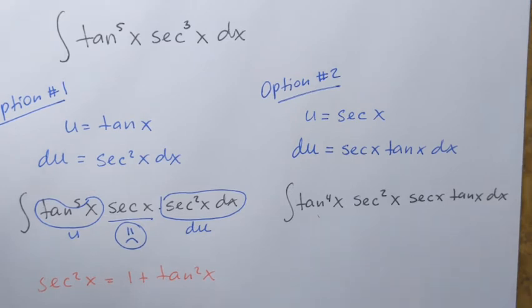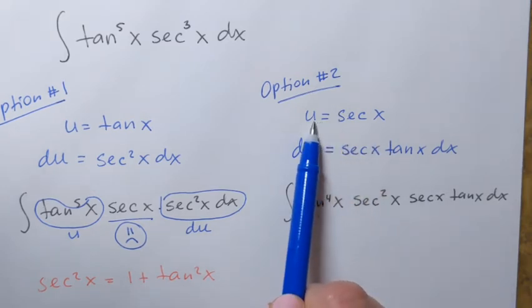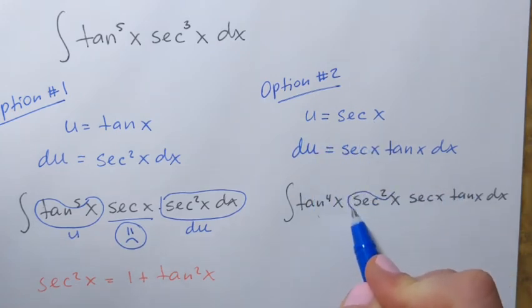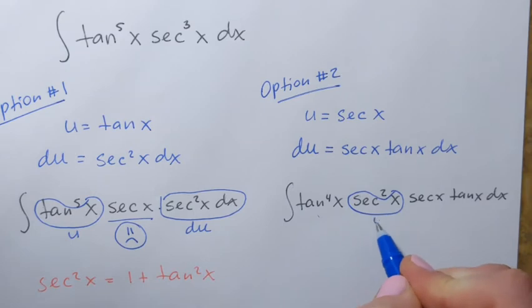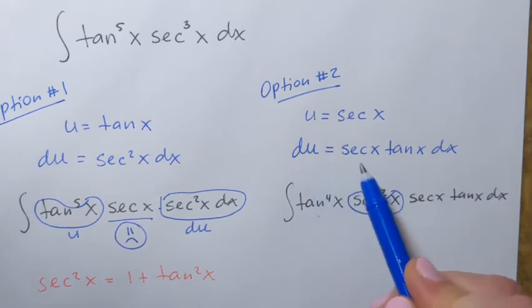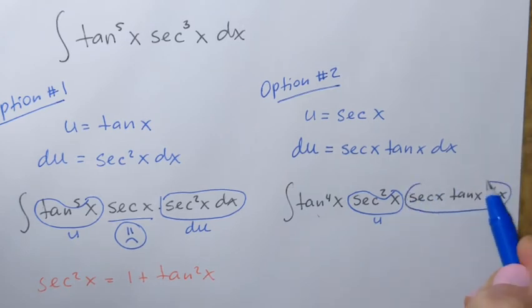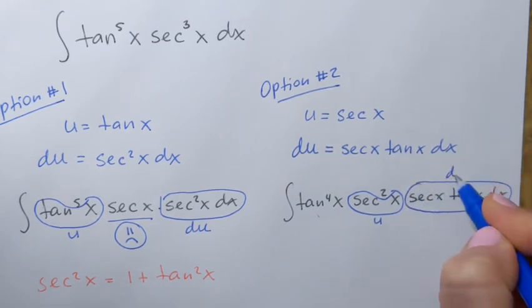Now, let's try substitution. So we're saying that u is secant of x. Okay, that's my u, so it's going to be u to the second power. Now, du is secant tangent dx. Secant tangent dx is over here. Okay, that's du.